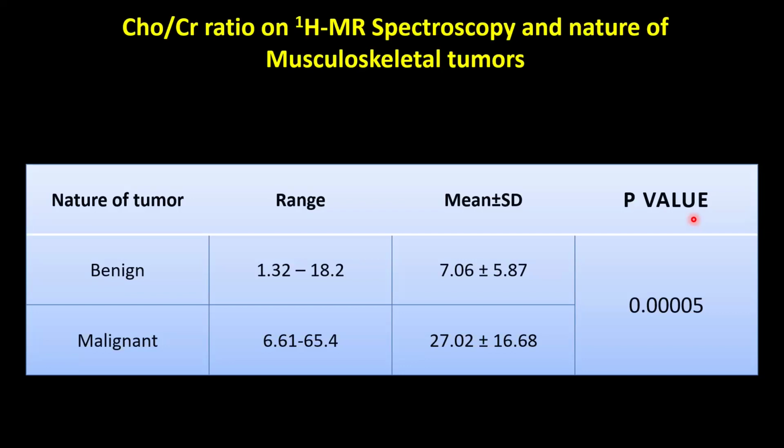So coming to the last part, how the choline/creatine ratio helps. We have done 42 cases in my study series. We found that the mean choline/creatine ratio in benign conditions is around 7. This value is high because of GCT. We categorize GCT as a benign lesion, though its behavior looks like malignant. And in malignant lesions, it is around 25 to 27.